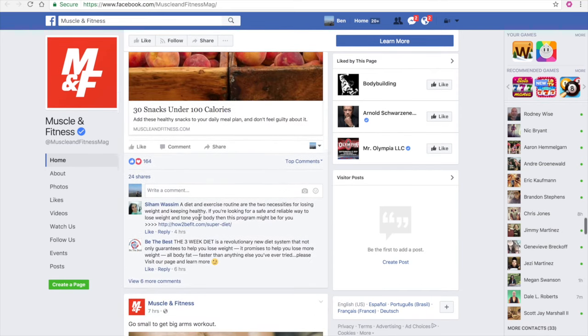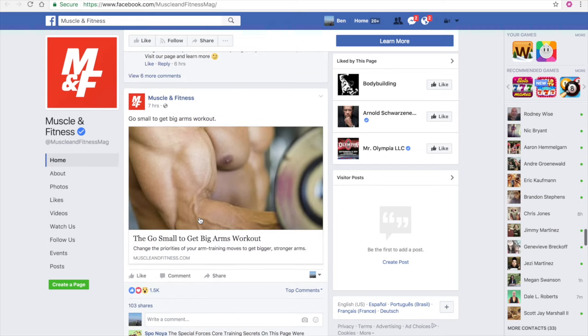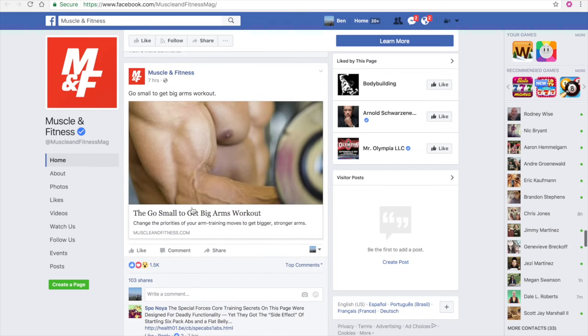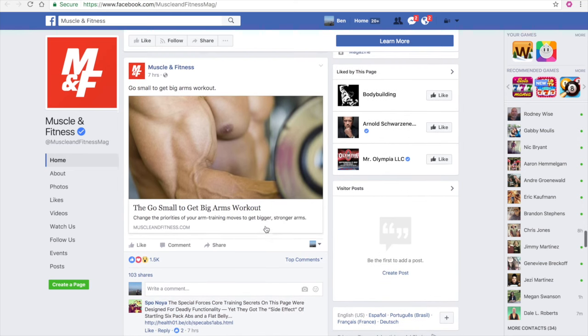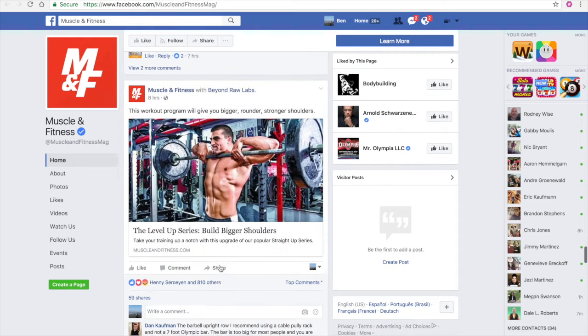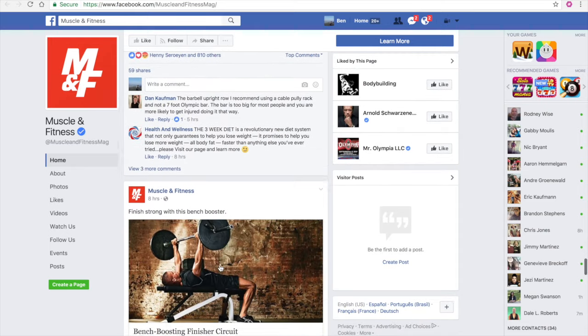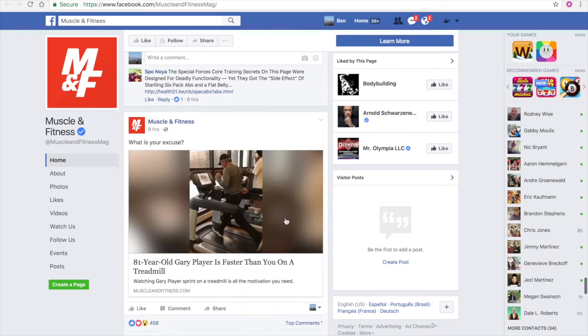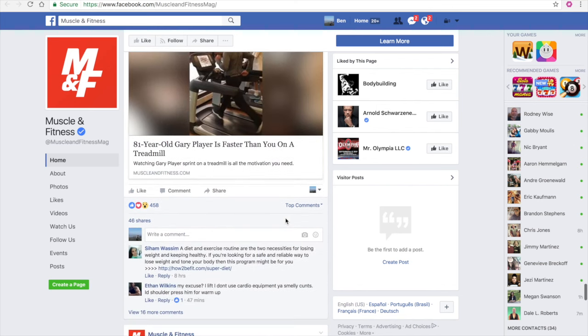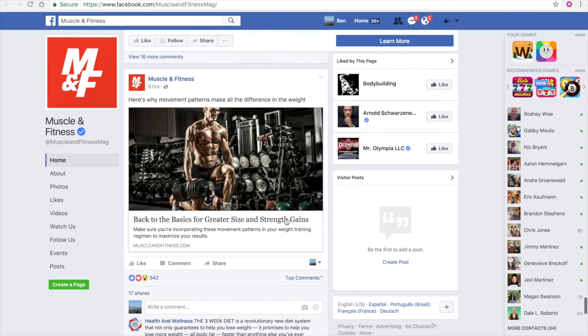Okay, so we can say pretty confidently that when they post stuff about working out, go small to get big arms, workout, so they're literally talking about a workout here, which, if you're selling a course, I'd assume at least part of it is about workouts, and that's the most engaged type of post. So this is actually perfect for our purposes. Again, we're trying to sell a course related to fitness. So this is absolutely brilliant.